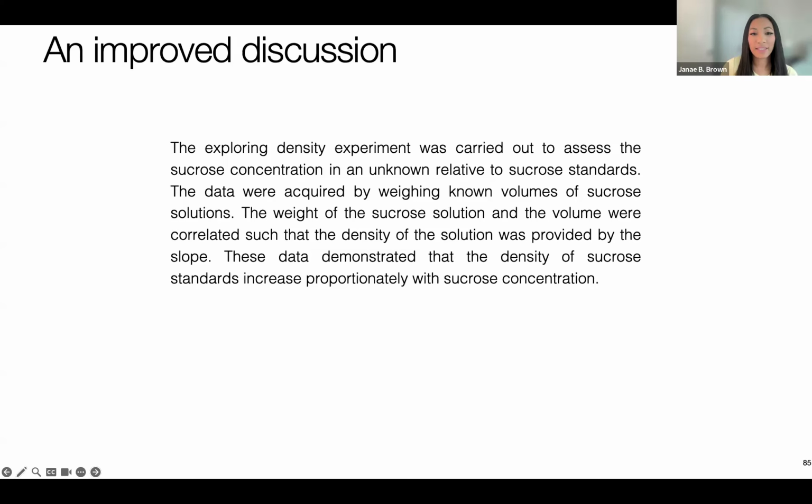The exploring density experiment was carried out to assess the sucrose concentration in an unknown relative to sucrose standards. The data were acquired by weighing known volumes of sucrose solutions. The weight of the sucrose solution and the volume were correlated such that the density of the solution was provided by the slope. These data demonstrated that the density of sucrose standards increased proportionately with sucrose concentration. And that's much improved because we've got rid of the present tense, we've got rid of the personal pronouns. And so that would be on the right track for getting your discussion done.